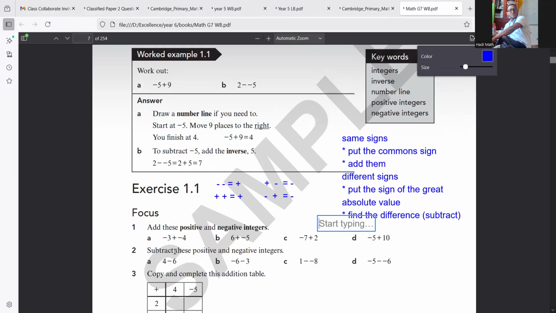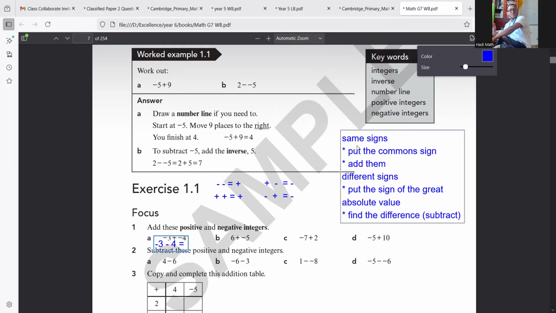Let's apply these rules, question number 1. This is -3 plus -4. So you have two signs, plus and minus. We change them first to one sign. It's going to be -3, and plus and minus, we change them to minus: -3 - 4.